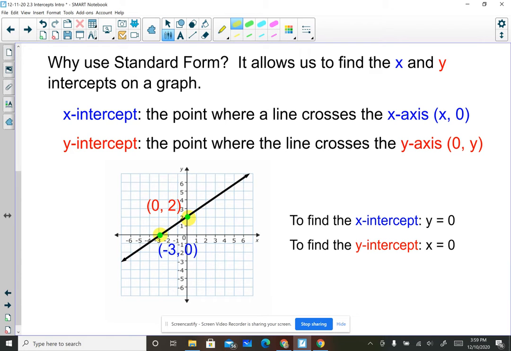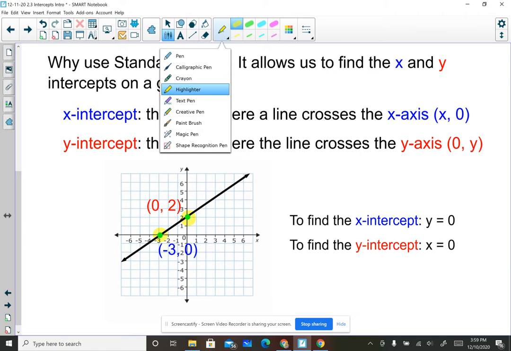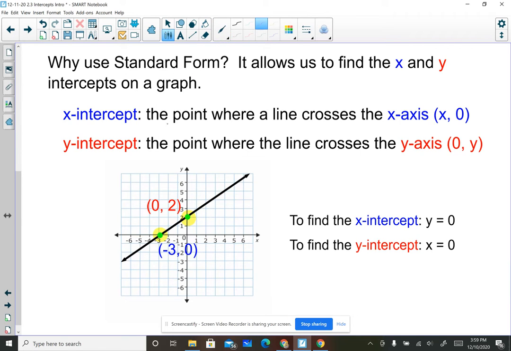Notice I didn't mention anything about the slope, because in standard form, we don't need to discuss the slope. We need to figure out what the x-intercept is and what the y-intercept is. The x-intercept is the point where the line crosses the x-axis, or in other words, it's x comma 0. Down here in this graph, the point where this line crosses the x-axis is negative 3, so my ordered pair is negative 3, 0.